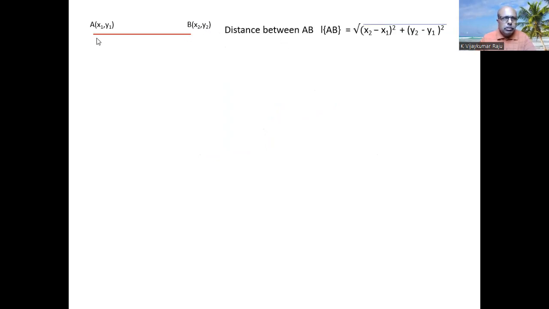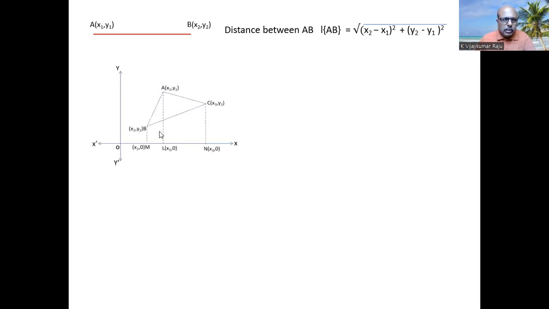Now let us see what the distance formula is. Suppose you have a line segment AB, the coordinates of A are x1, y1 and the coordinates of B are x2, y2. Then the distance formula tells that the distance between points A and B is square root of (x2 minus x1) whole square plus (y2 minus y1) whole square. This is the distance formula. This is what we are going to use to find the many lengths.